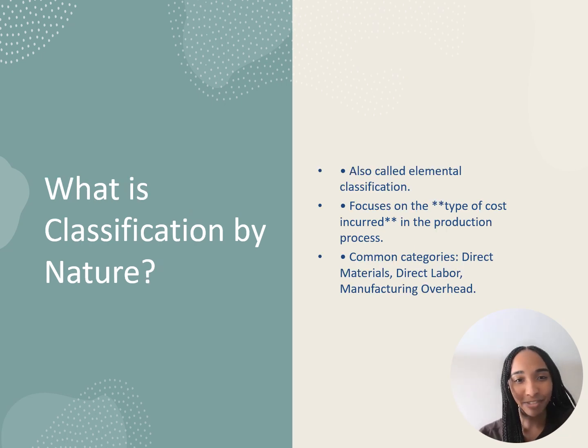So what is classification by nature? When we classify cost by nature, we're looking at the type of cost being used in the production process. This is also called elemental classification. So it focuses on grouping costs into three categories. So you have direct labor, direct materials, and manufacturing overhead. And understanding these helps businesses keep better records, price products more accurately, and manage expenses more efficiently.